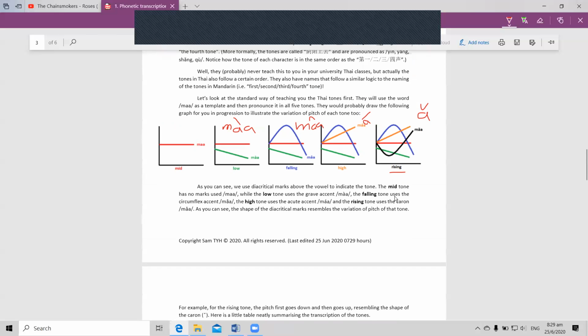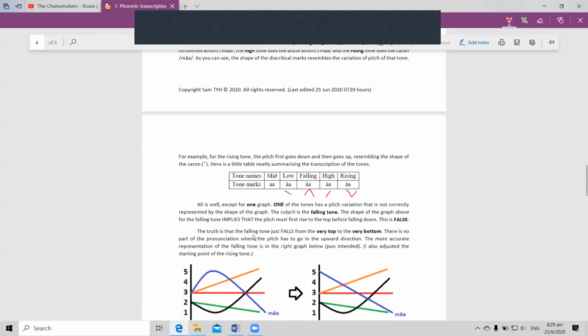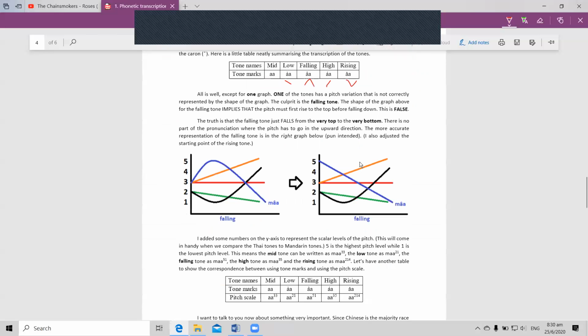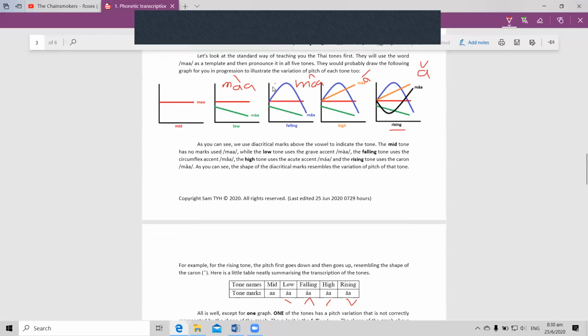But actually, there's a problem with one of the tones. Okay, one of the tones drawn here by instructors in the universities is not accurate. It doesn't represent the variation of pitch when you pronounce the word. The culprit is the falling tone. Okay, this variation in pitch, like rise and fall, is not correct.